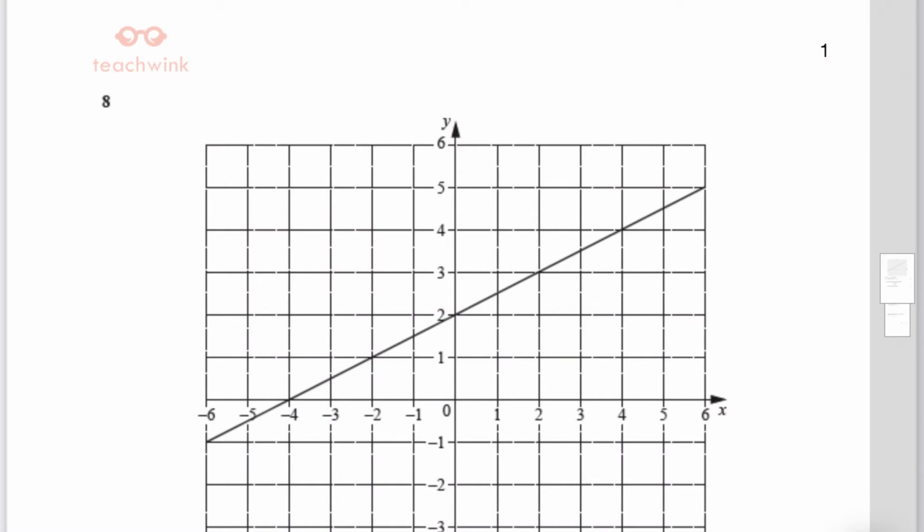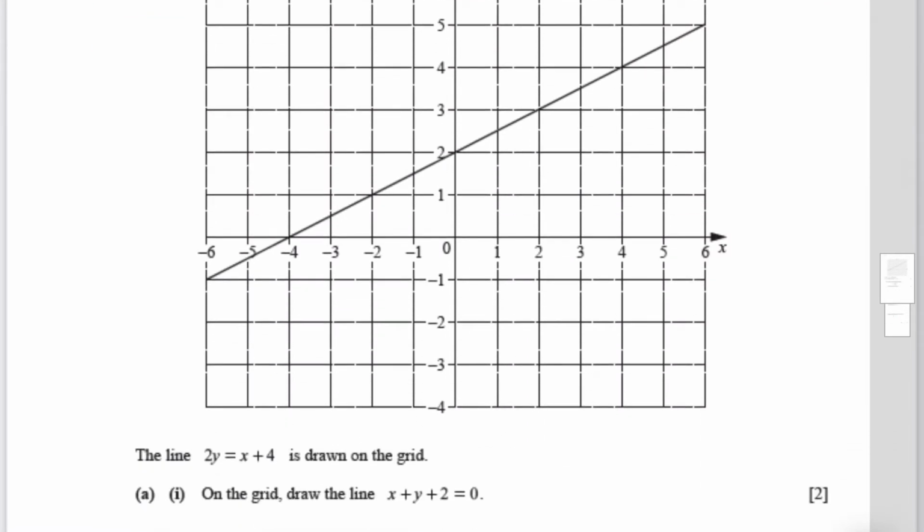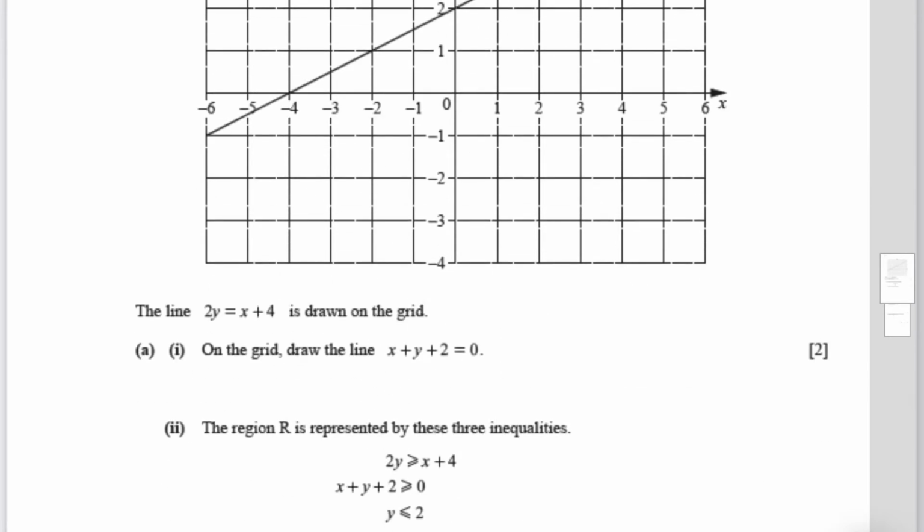So the question that we have in front of us has a line drawn on this grid. The question reads, the line 2y equal to x plus 4 is drawn on the grid. On the grid, draw the line x plus y plus 2 equal to 0. So we need to find the standard equation of this. How do we do that? We make y the subject and everything else goes to the right. So it becomes negative x minus 2.